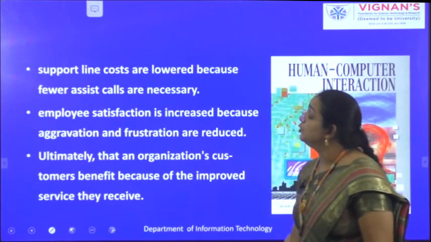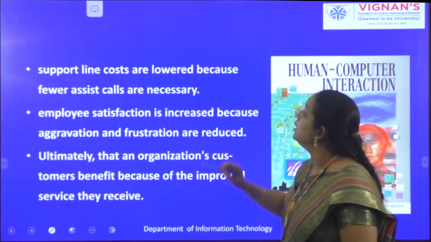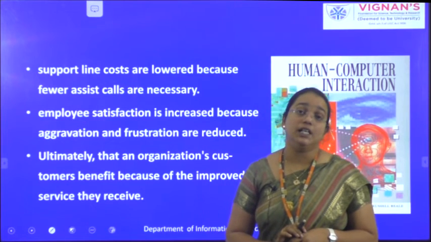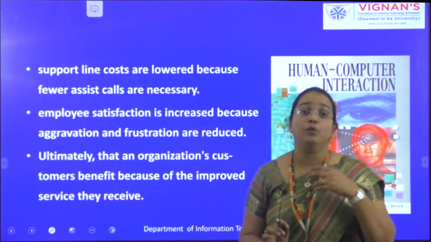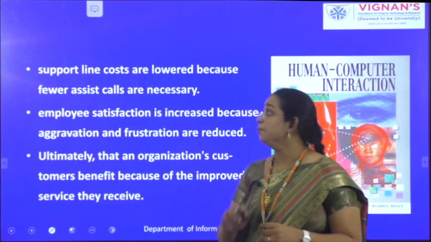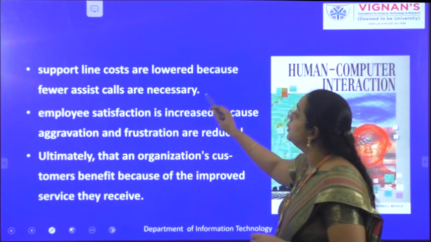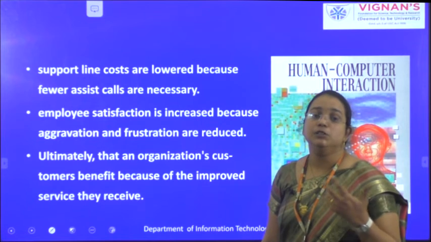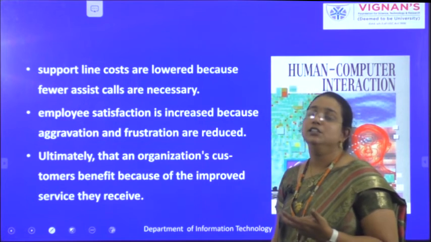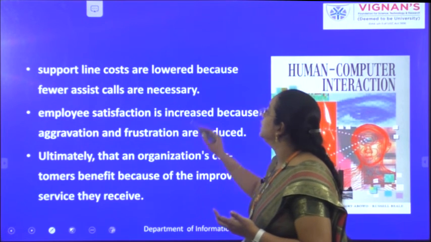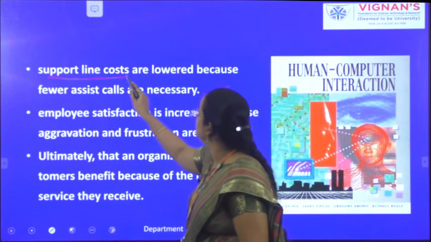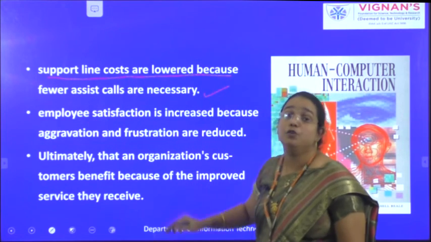Moving on to the second one, the support line cost is also lowered. If things are clumsy and not understandable, then we need some support from others. That support line cost is also lowered because few assistance calls are required. We are not spending that much time with the support team, so the support line cost has been reduced because of good design.